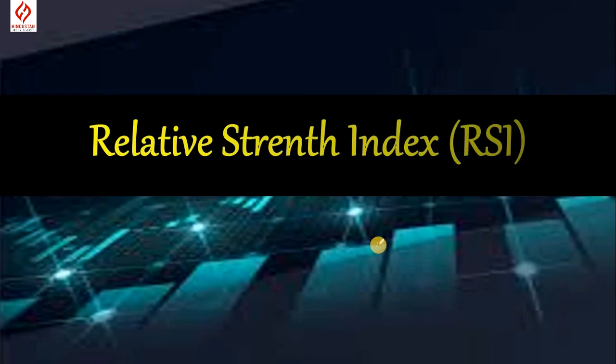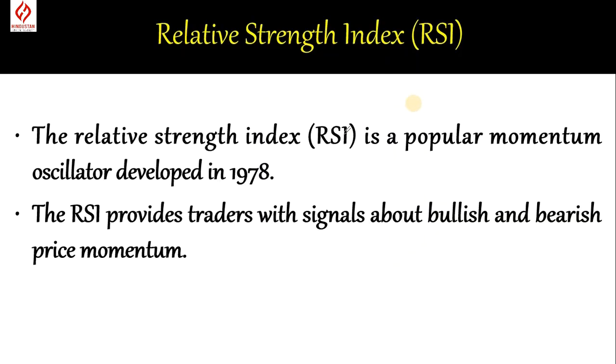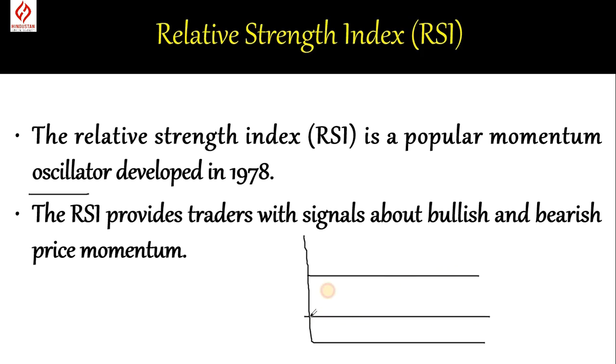Now let us discuss another important and popular technical indicator, that is the relative strength index. See, this relative strength index is like a speedometer because it measures the speed of the market. That is, it will tell you whether the market is going fast, slow or medium. RSI is a popular momentum oscillator that was developed in 1978. What is an oscillator? An oscillator is a line graph that moves between two extremes.